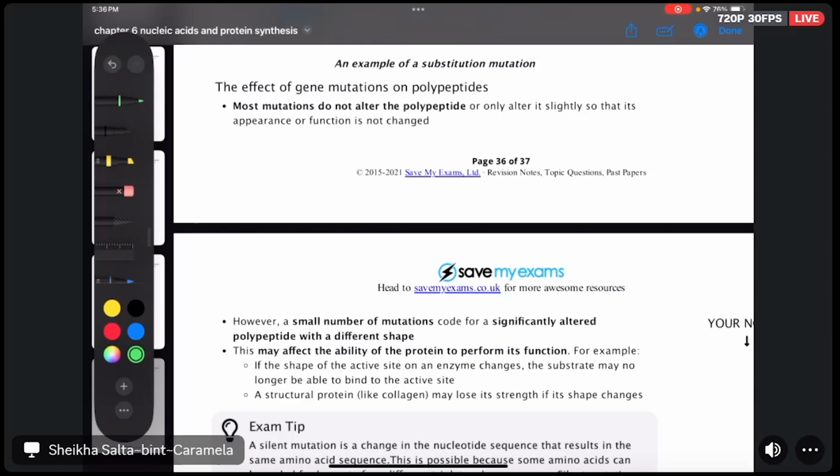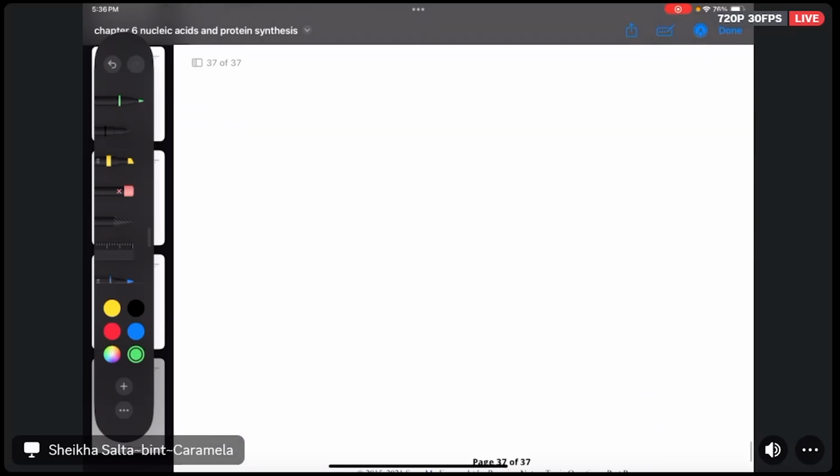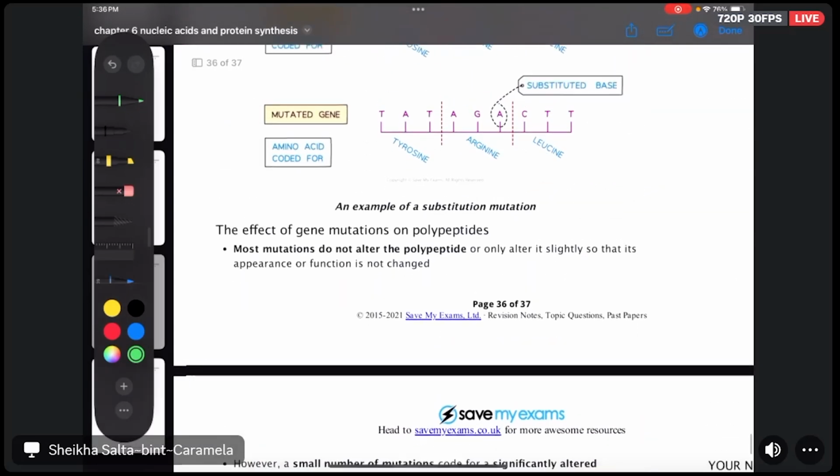Then a structural protein such as collagen might lose its strength as well, because the shape might change due to some mutation. So that's all you need to know about chapter 6.